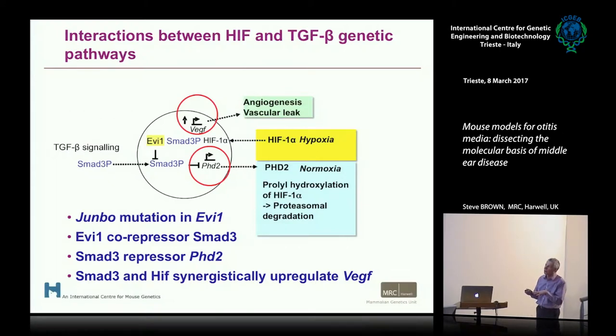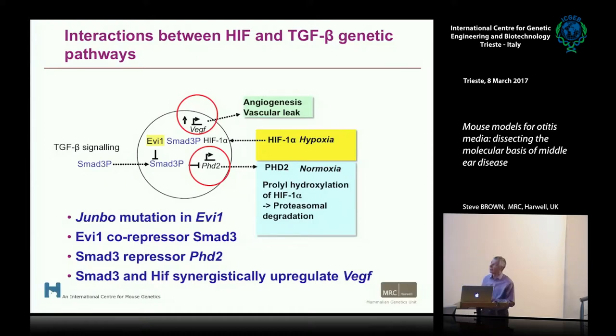So this is our hypothesis of how the pathways are working, and how, if we impinge upon those pathways with a mutation, the Jumbo mutation in EVI1 changes SMAD3's interaction with the normoxic-hypoxic pathway, acting synergistically to upregulate VEGF, leading to angiogenesis, vascular leak, an uncontrolled hypoxic response, which ultimately leads to angiogenesis and actually lymphangiogenesis, a chronic inflammatory state and exudate in the middle ear.